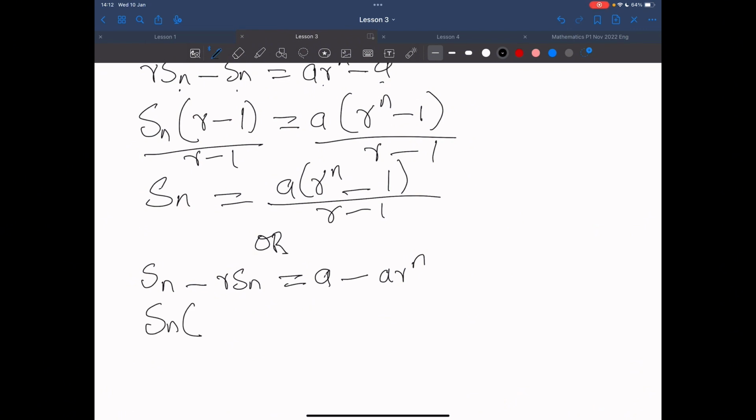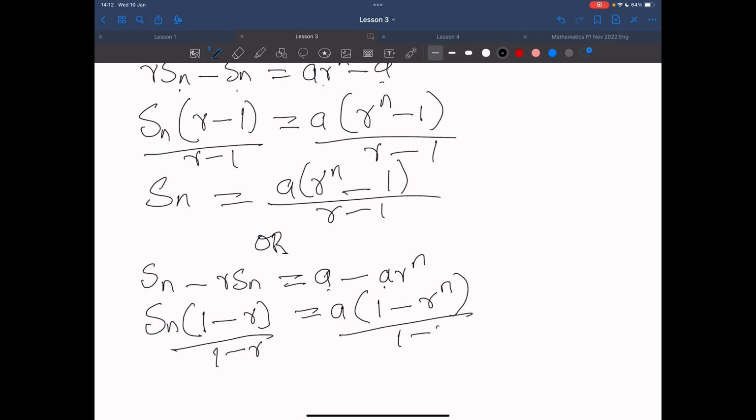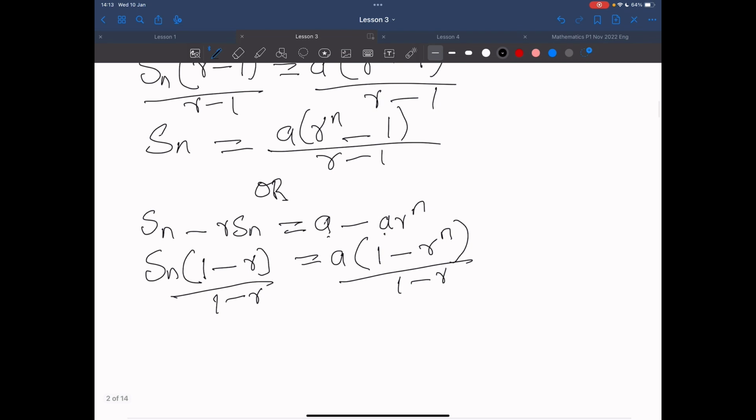So if we take out Sn there, we will get a 1, and then minus, here we will be left with r. We take a out as a common factor, so we have a into 1 minus r exponent n. So now we can divide both sides by 1 minus r, and we get our Sn to be a into 1 minus r exponent n over 1 minus r.